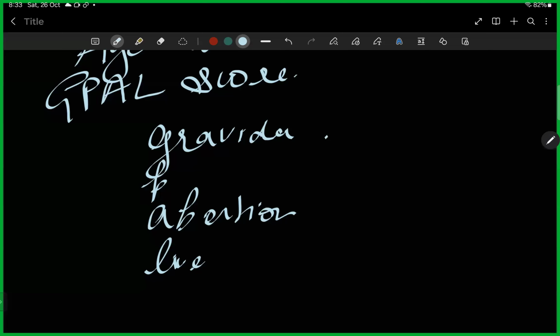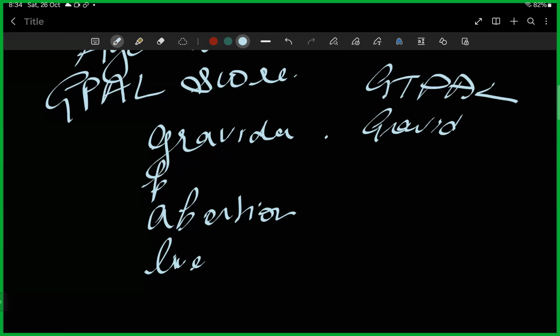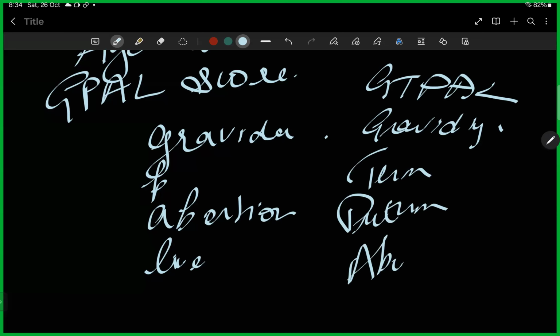Sometimes it is also called GTPAL in some places, or some organizations call it GTPAL, which means gravidity, term, preterm, abortion, and living. So you can note this down just to have an idea. You can also skip this. It's not mandatory that you should do all of this. Fine.